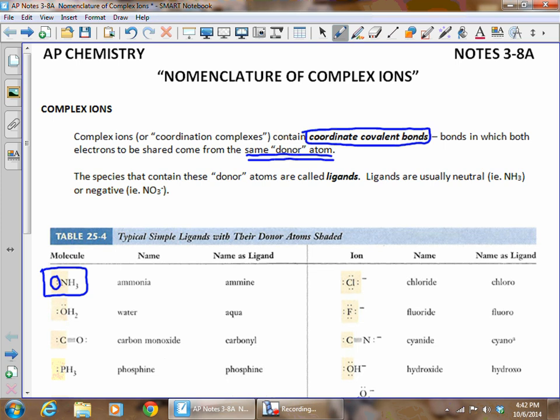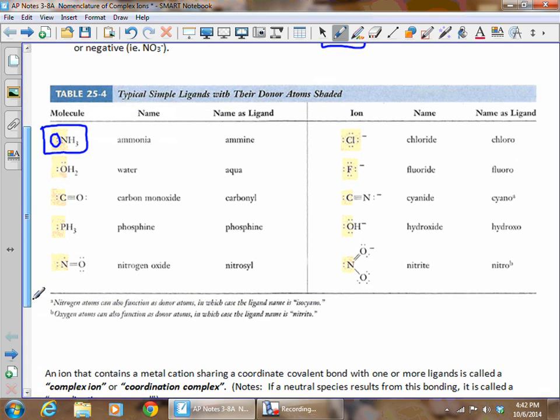When we have these species that have this lone pair of electrons or these donor atoms in them, they're called ligands. Ligands are usually neutral, like ammonia is, or they're negative, like nitrate, for instance, because they have these extra electrons. Now, some of the common ones that we'll see a lot are ammonia.